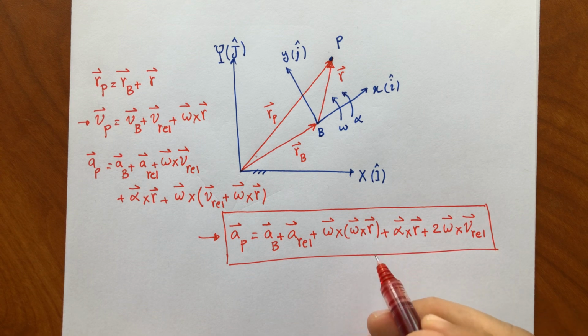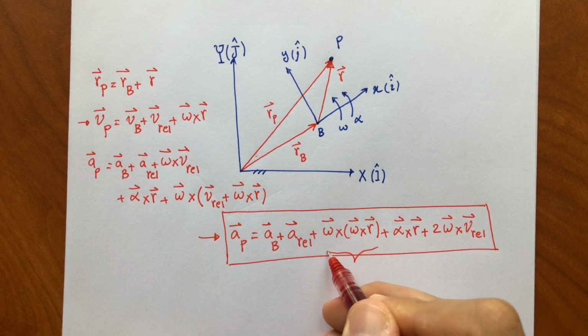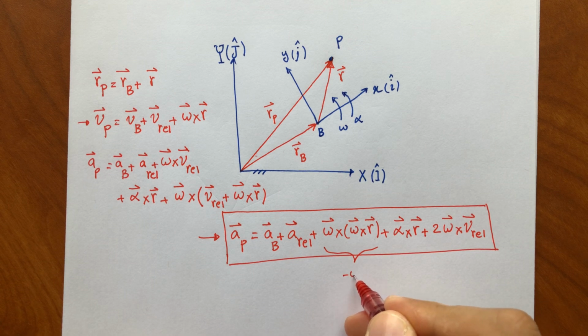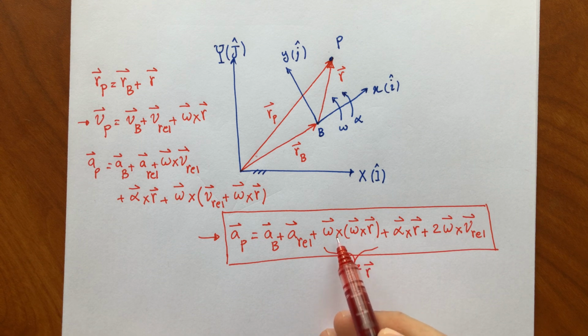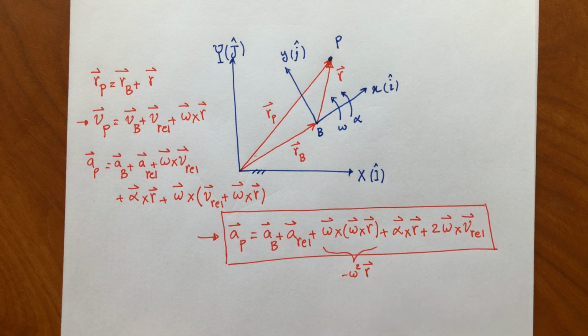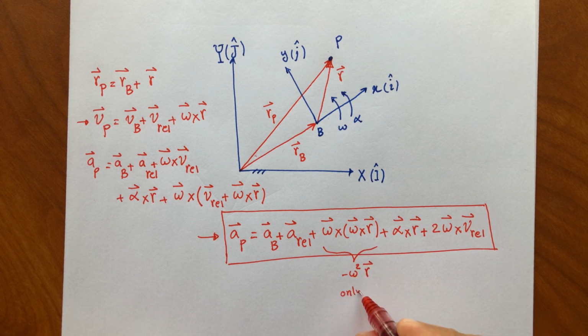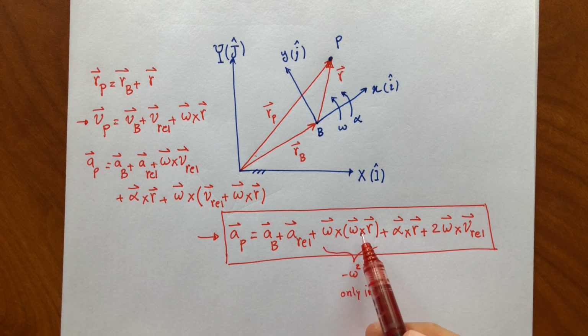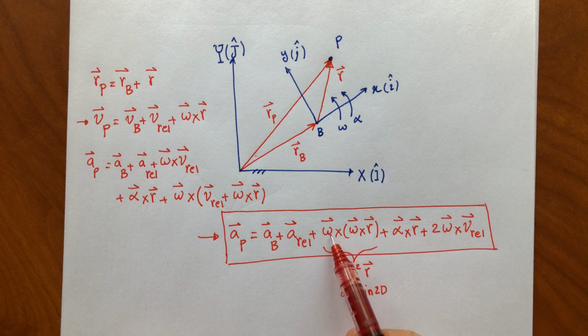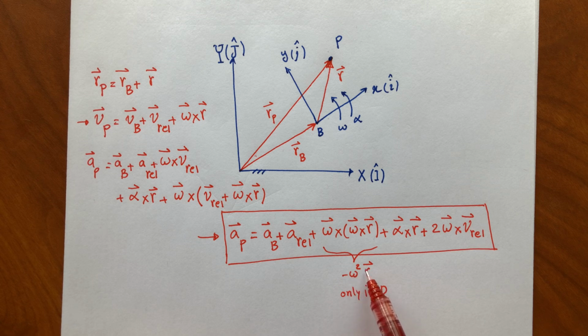Again, because we are in 2D, you can always replace this with negative omega squared times r. Here we have 2 cross products, and usually doing cross products is a little bit confusing. But in 2D, only in 2D, only in a plane, you can replace omega cross omega cross r with negative omega squared times vector r. If we talk about 3D, this is not going to be correct. Omega squared is not a vector.